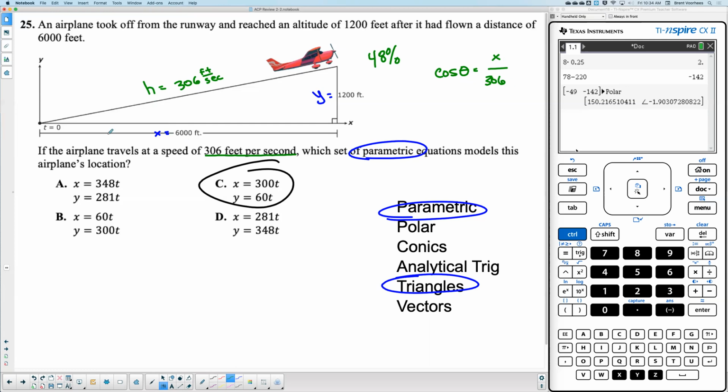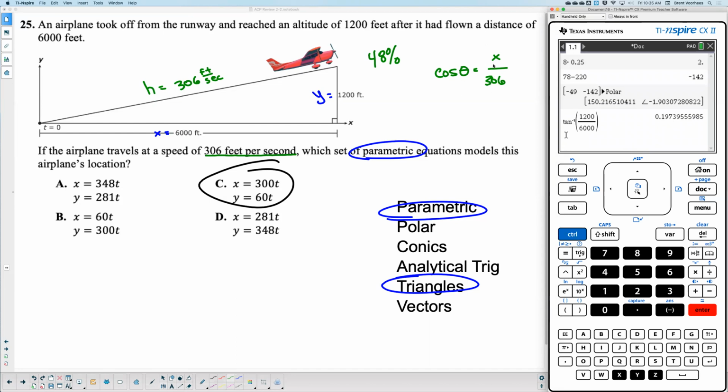Now, the angle, I would have to do an inverse tangent to figure out what that angle is. Let me do an inverse tangent real quick. So I'm showing you another way of doing this. It would be 1200. Sine is y, cos is x, tangent is y divided by x. So I'm doing the y divided by x here. 6,000, press enter. That's my angle. So I'm going to plug that in right there.